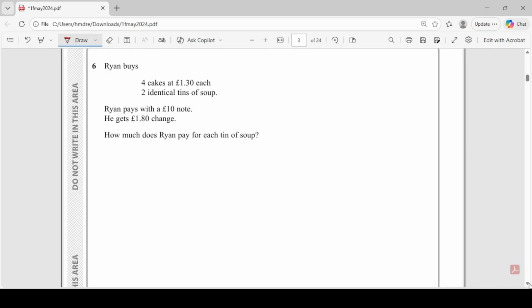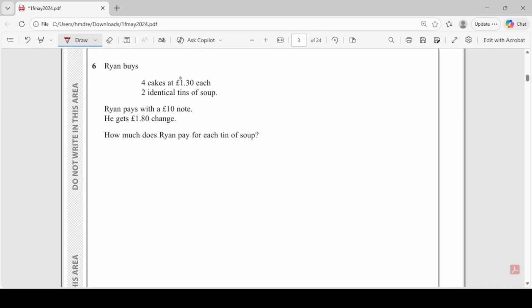Question 6. Ryan buys 4 cakes at £1.30 each, 2 identical tins of soup. He pays with a £10 note and he gets £1.80 change. So we want to know how much did the tins of soup cost. Okay, so first of all, let's work out what we do know.